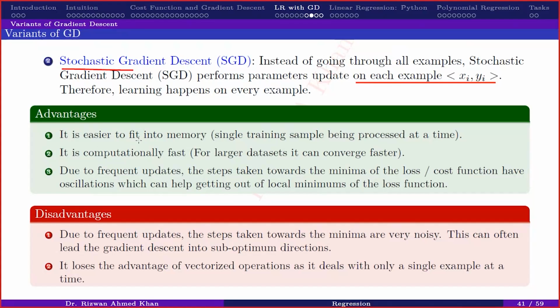The advantage is that it is easier to fit in memory because your algorithm is looking at one example at a time. It is computationally very fast because updates are happening after seeing just one example. But due to frequent updates, the steps taken toward the minima of the loss cost function have oscillations, which can help in getting out of local minima. I'll explain this in the next slide. And the disadvantage is that due to frequent updates, the steps taken towards the minima are very noisy. I will explain this properly.